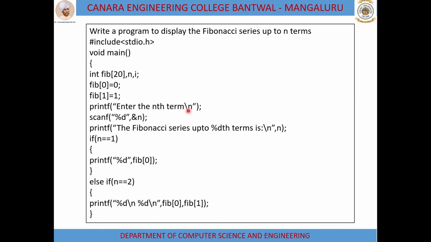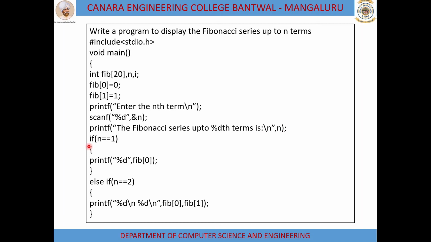Next, printf enter the nth term. Now I am asking the user to enter the nth term. Once the user enters the nth term, it will be stored in the variable n, that is %d comma ampersand n. Next, the Fibonacci series I will have to display up to the nth term. So printf the Fibonacci series up to %d terms is, comma n, where the nth term is stored.